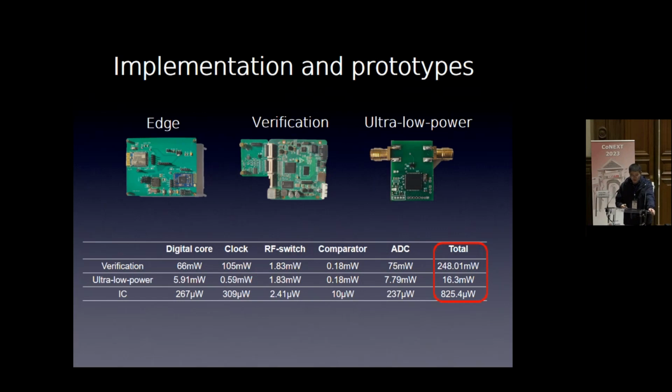We have built many prototypes, including an edge prototype, a verification tag prototype, an ultra low power tag prototype, and an IC simulation prototype. Compared to the verification prototype, over 10 times power reduction is realized in the ultra low power prototype. The total power consumption of the IC is around 800 microwatts, which is less than 1% of the verification prototype.